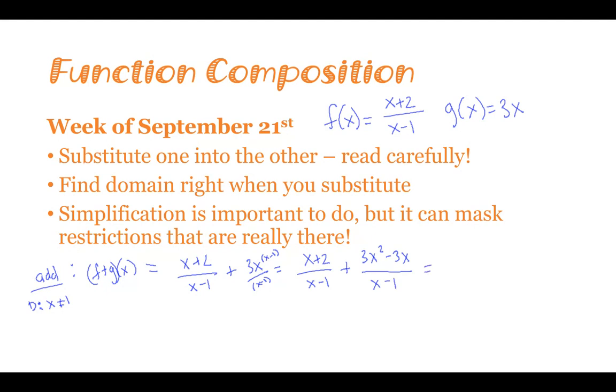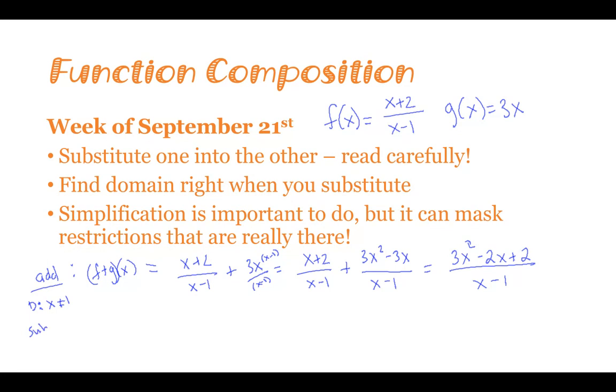So I'll do my highest exponent first. And then x plus negative 3x is minus 2x plus 2, all over x minus 1. This doesn't factor. I was just staring at it to see if it could, and it doesn't.